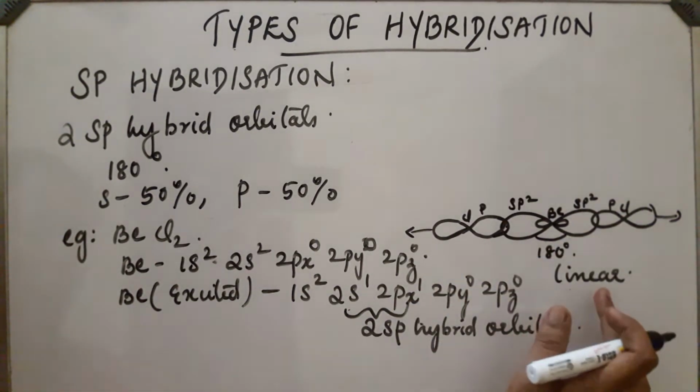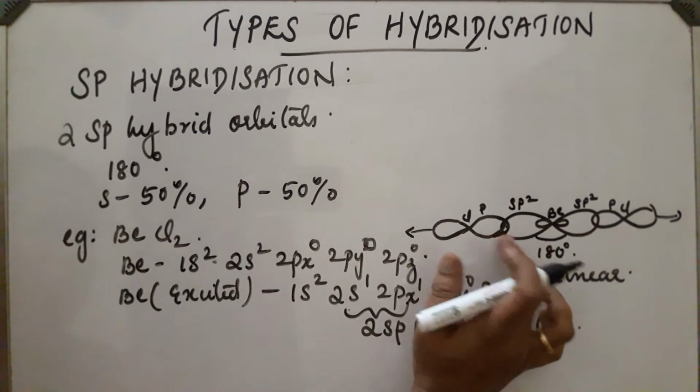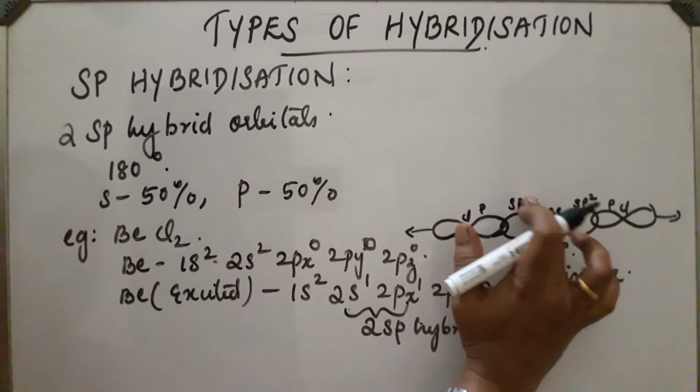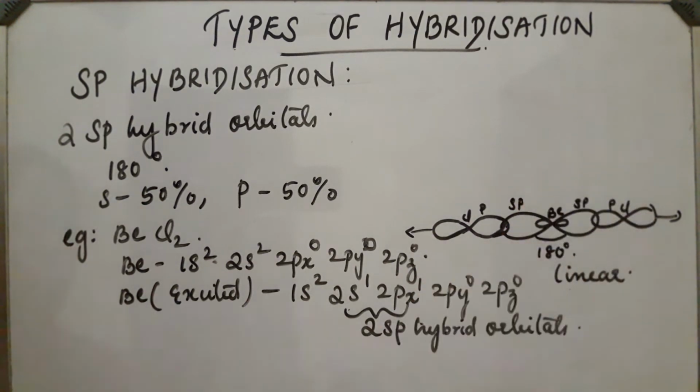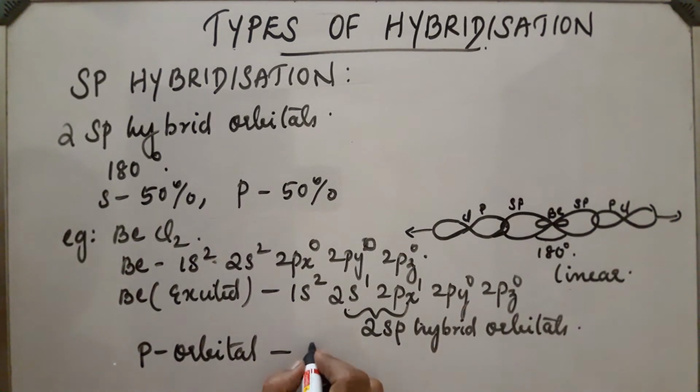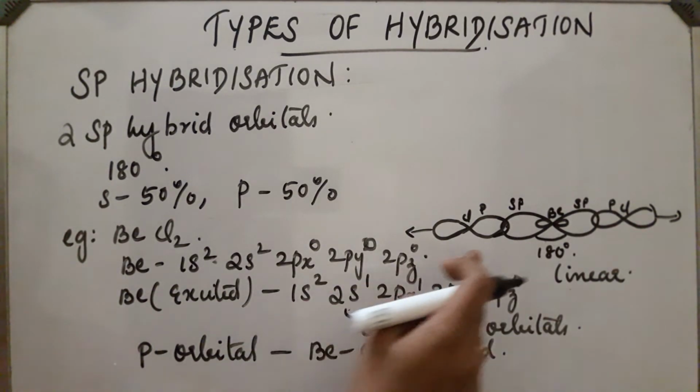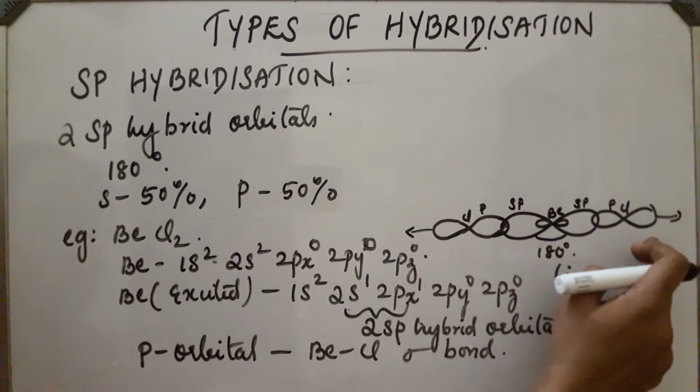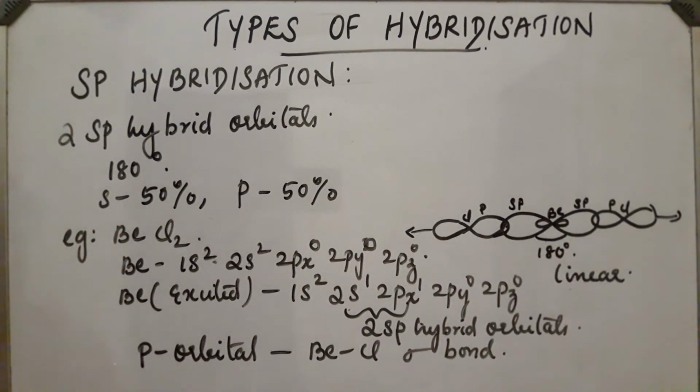So the structure of the molecule is linear. These two sp orbitals of beryllium overlap with the p orbital of the chlorine atom, which is its valence shell, and form Be-Cl sigma bonds at an angle of 180 degrees. These two overlap in opposite directions, and the compound is linear in shape.